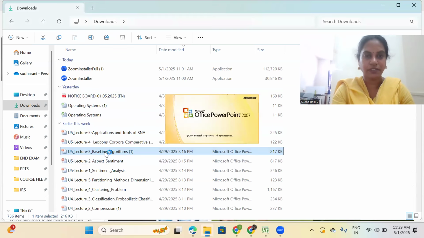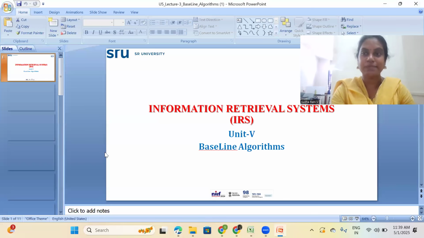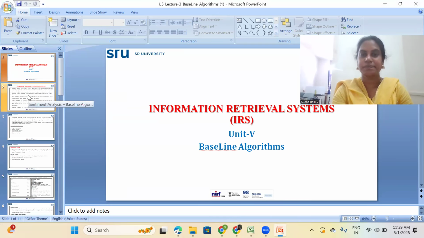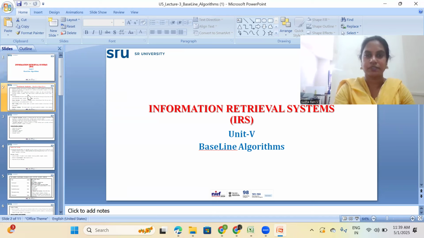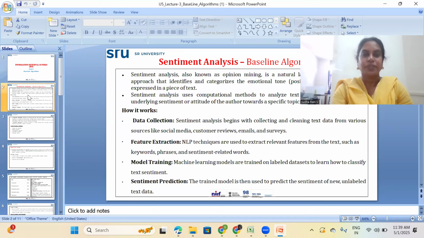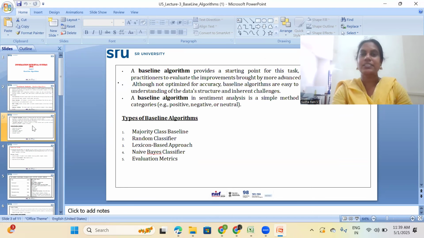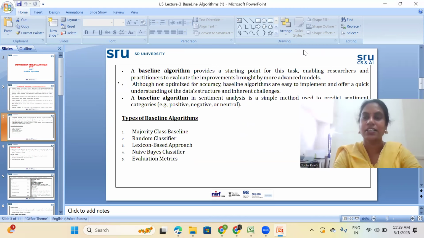I want to explain baseline algorithms. A baseline algorithm provides a starting point for a task, enabling researchers and practitioners to evaluate the improvement brought by more advanced models. Although not optimized for accuracy, baseline algorithms are very easy to implement and offer a quick understanding of data structures and inherent challenges.